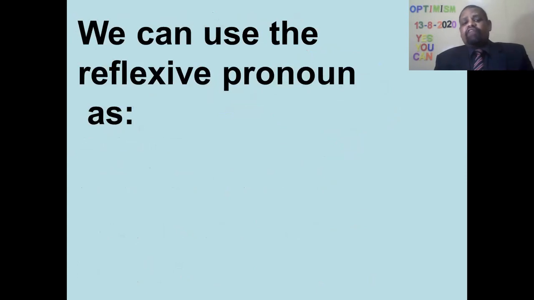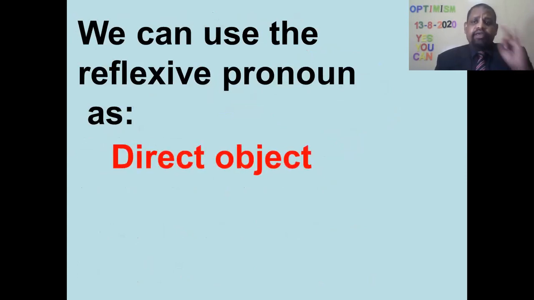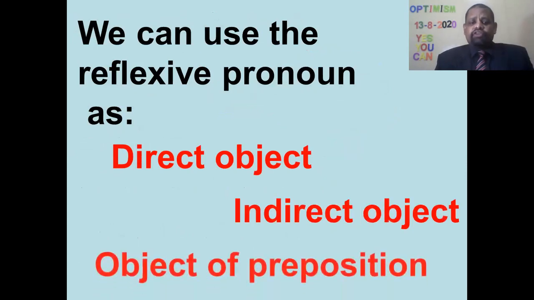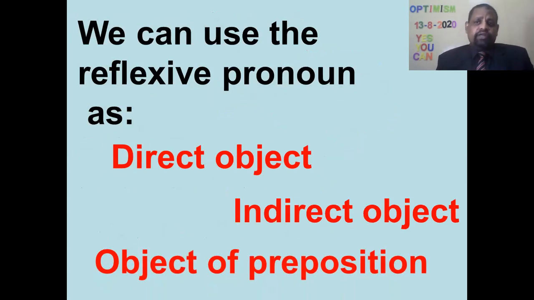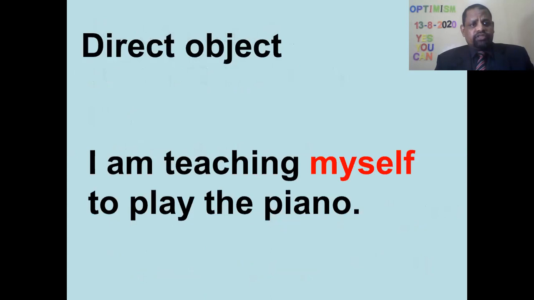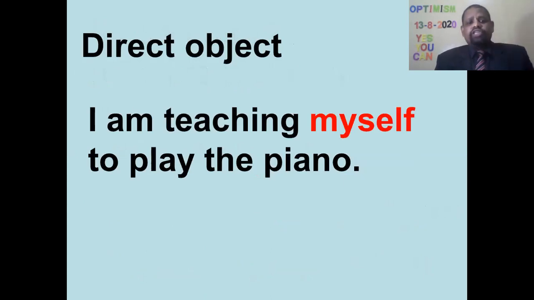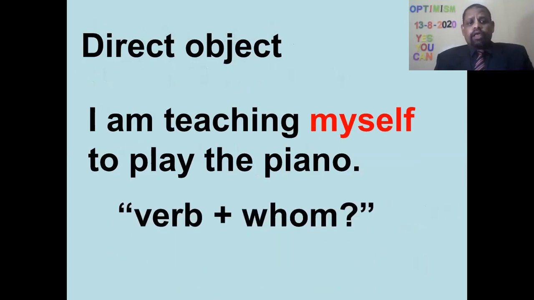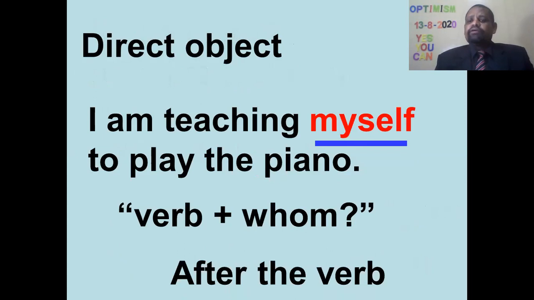We use the reflexive pronoun as a direct object, an indirect object, and the object of the preposition. Here we have some examples to help you understand that. As a direct object: I'm teaching myself to play the piano. Just take the verb plus whom. Teaching whom? Teaching myself. So myself is what? It is the direct object. We use it directly after the verb, where the verb is teaching. After the verb, we use the reflexive pronoun. I teach myself to play the piano.